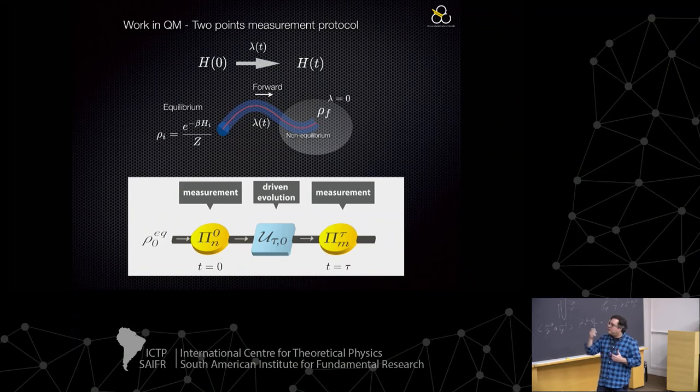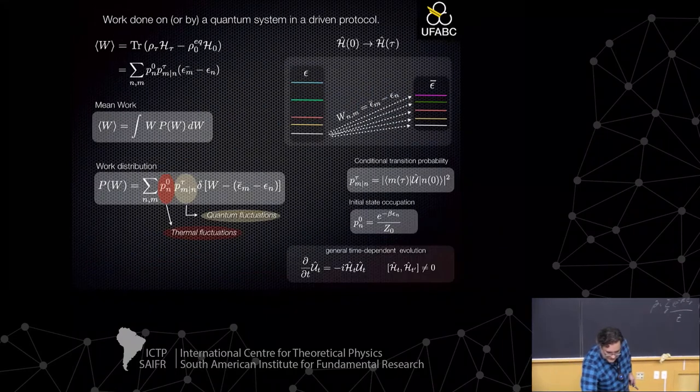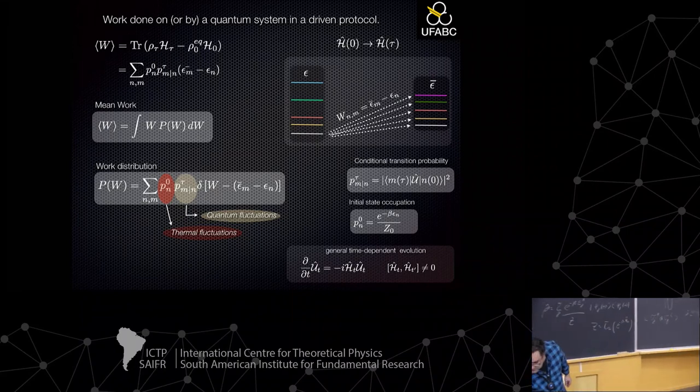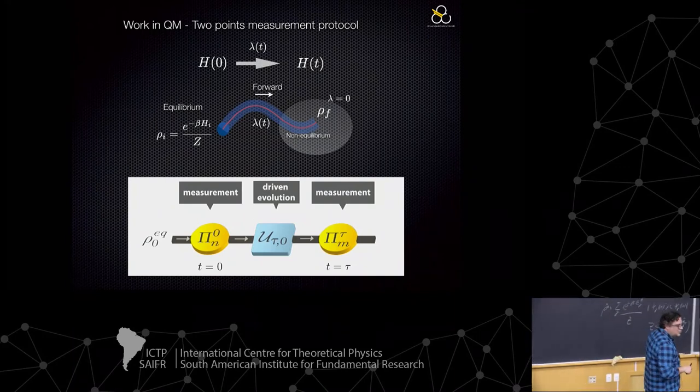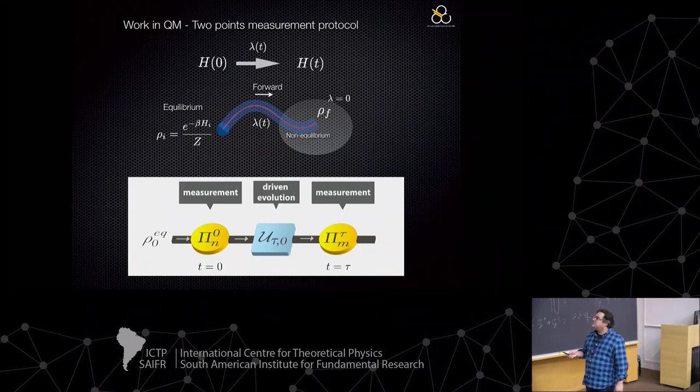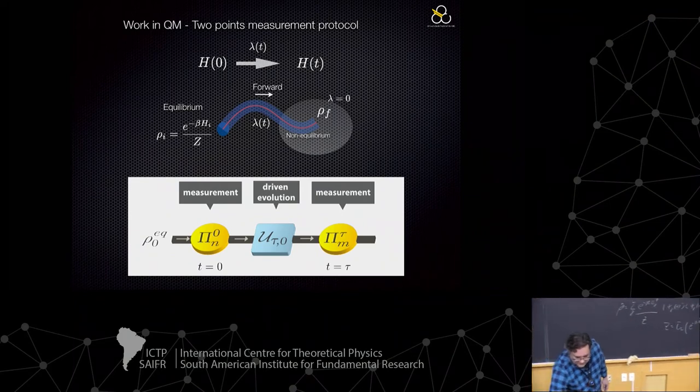And the first step of this could be the description of this probability distribution in an experimental setup. How to measure the probability distribution in an experimental setup? So again, I have this protocol where I'm changing the Hamiltonian, and if I want to measure the probability distribution associated to the transition between the different eigenstates of the initial and the final Hamiltonian, I could perform what people call a two-point measurement scheme. We can perform a projective measurement here, a non-destructive measurement, then I can perform the time-dependent evolution, then another projective measurement. Collecting all the data, I will get the P of W.